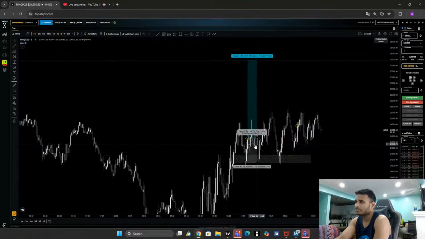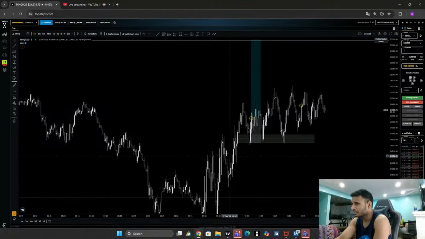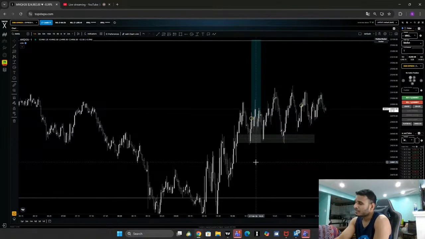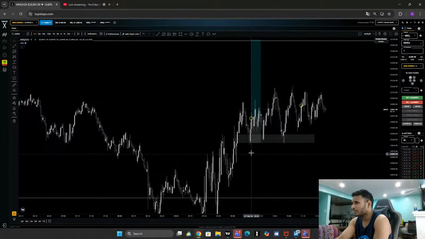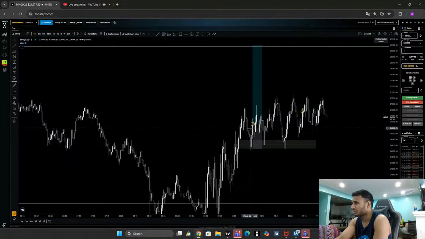It's just tempting here. This is the tangent because it's a nice break with displacement and it's pulled back to the 50% level to the breaker and the fair value gap and it's holding. I was like, okay, should I take the trade? I was a little bit interested in it, but there is no inversion here. That's the only thing that holds me back.